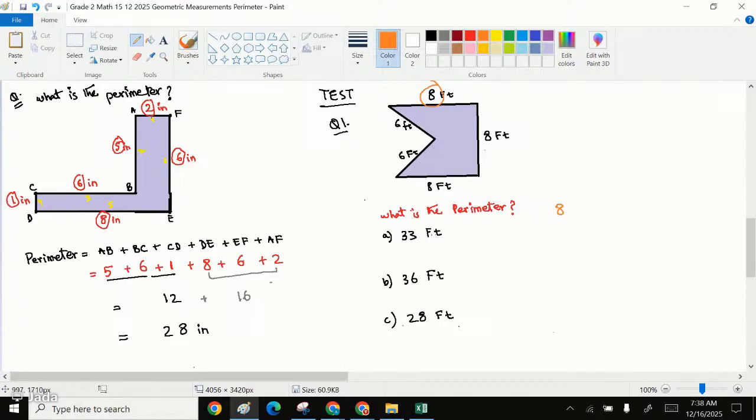8 plus 6 plus 6 plus 8, right? And there's one more side left, and there's another 8, right? Plus 8. So when we add them together, we will get the perimeter. Can anyone help me out with the answer?